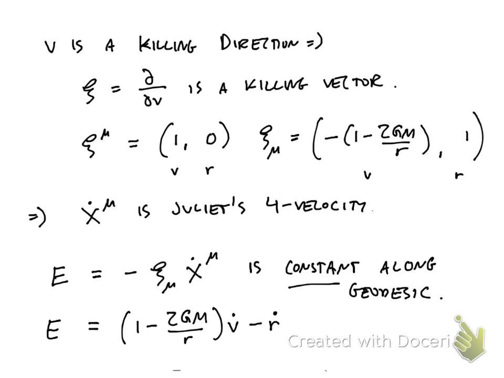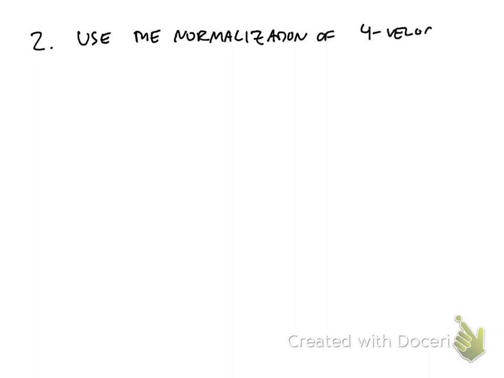So here I have this quantity E, which is constant along the geodesic. Now, if I carry on, what I now want to do is go to the second step in the two-step program of solving the geodesic equation. Remember, the second step in this program is always to use the normalization of the 4-velocity. In other words, I want to use the fact that for a time-like trajectory, the following quantity is always equal to exactly minus 1.